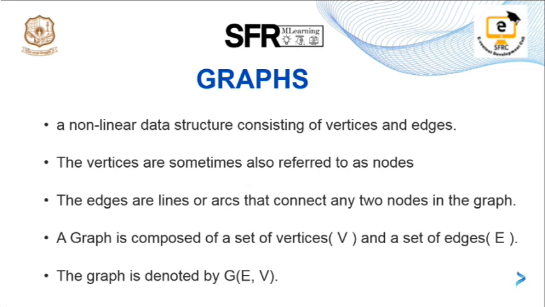Graph contains vertices and edges. The vertices are sometimes referred to as nodes and the edges are lines or arcs that connect any two nodes in the graph. More formally, a graph is composed of a set of vertices that is represented as V and a set of edges that is represented as E. Overall, the graph is denoted by G(E, V).